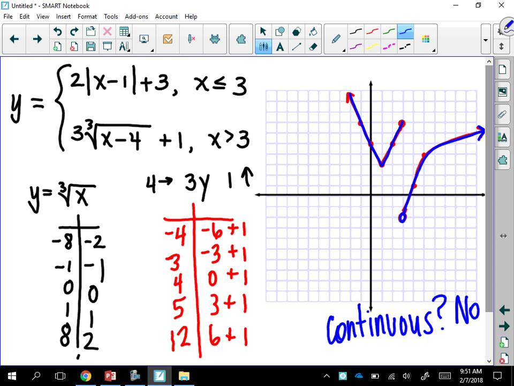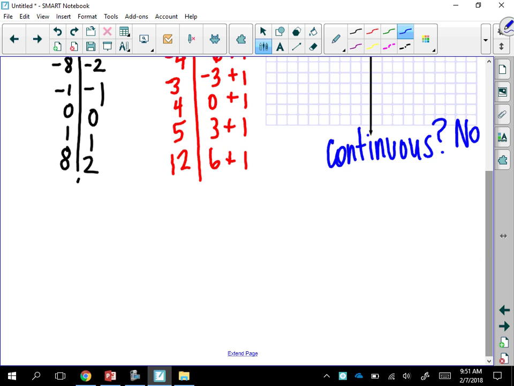So what if there's two open circles? Good question. What if there's two open circles? Like I'm graphing one function up to this point, there's an open circle there, and then the next function picks up from that. No. That is not continuous. Okay, it's a really good question.